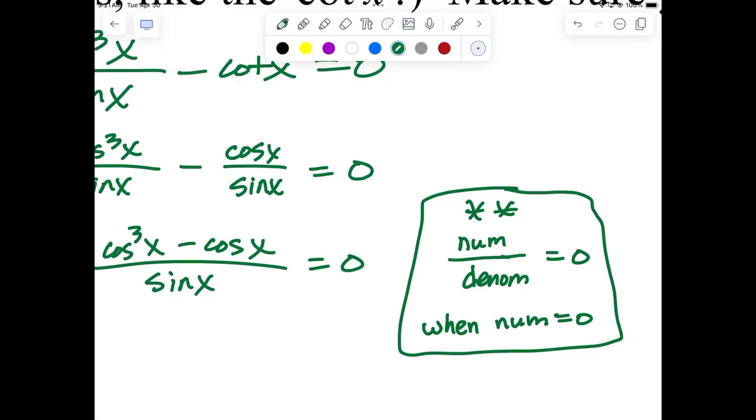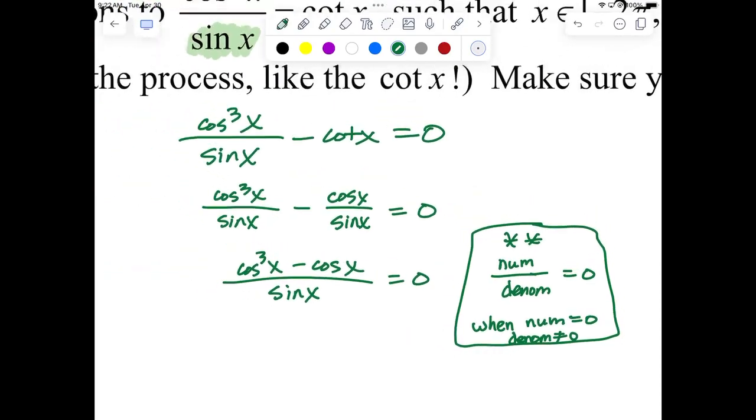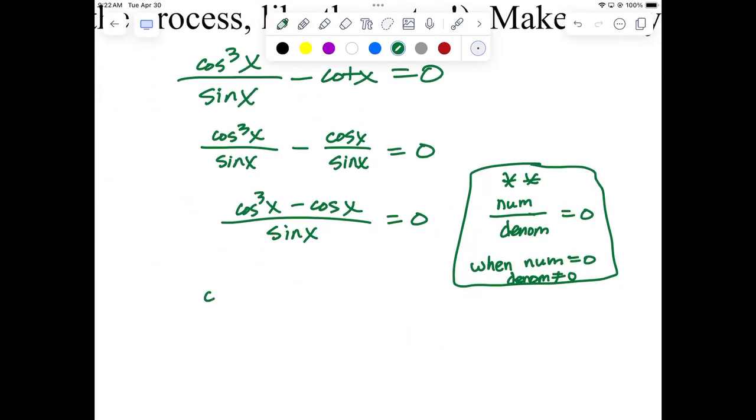0 over 5 is 0. 0 over 10 is 0. 0 over 100 is 0. If you have a single fraction and you want to know where it's 0, all you've got to do is set the numerator equal to 0, as long as the denominator is not 0. The denominator cannot be 0. We already said that in the beginning: sine of x can't be 0. So let's go ahead and set the numerator equal to 0.